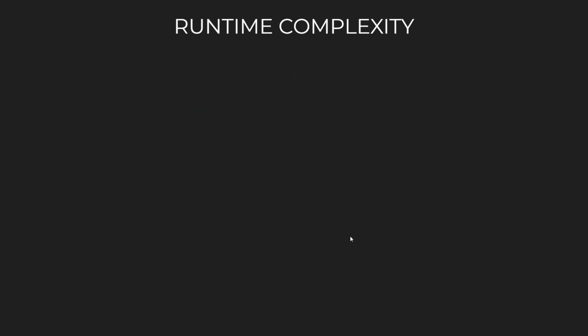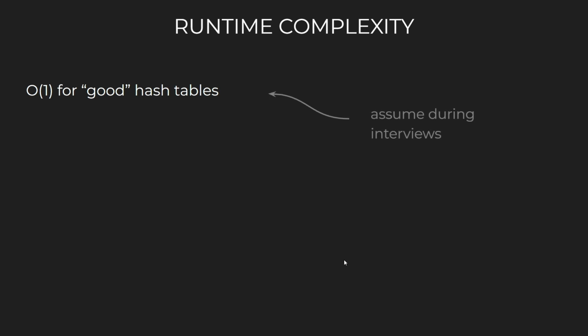Now, the runtime complexity. For hash maps, it sort of depends on what kind of assumptions we make, where in many cases we assume we have a good hash map, meaning as few collisions as possible. During an interview, for example, we assume we have a good hash map. For these kinds of hash maps, it is constant time, O(1). If you don't know how big O notation works, I have also created another tutorial if you want to check it out, and then of course come back.